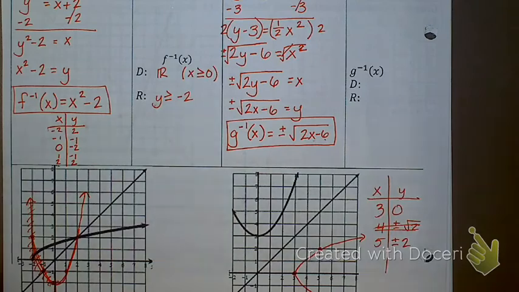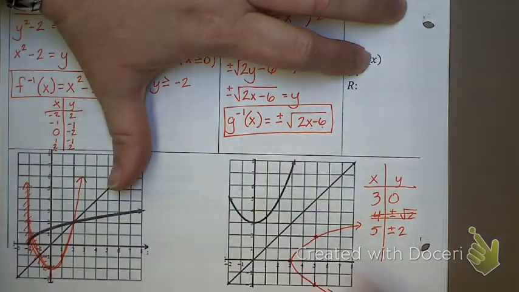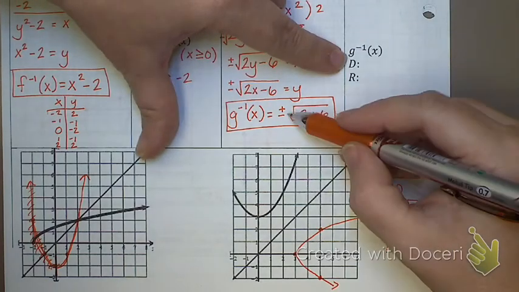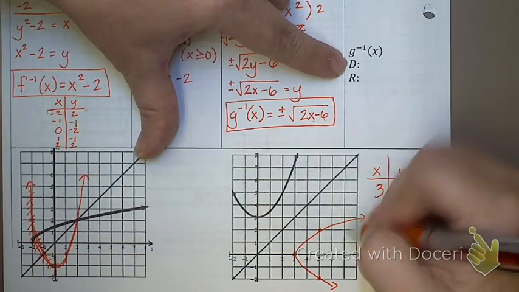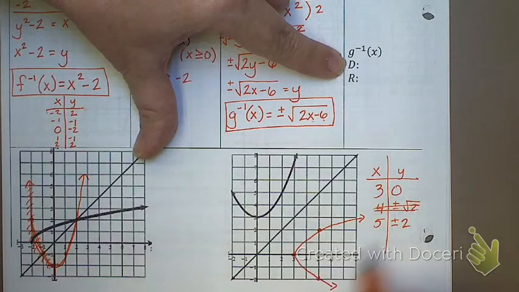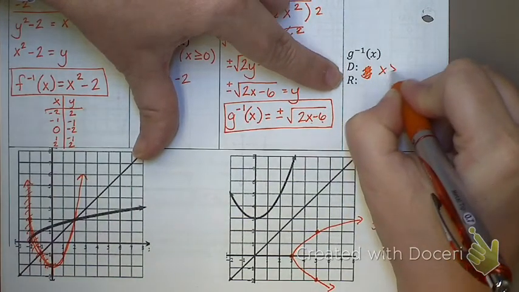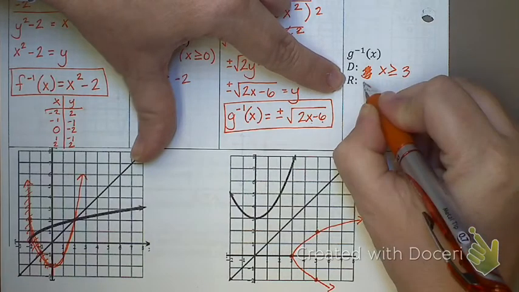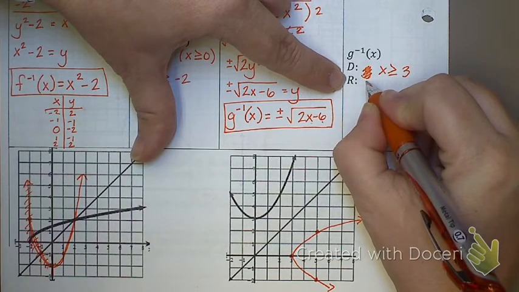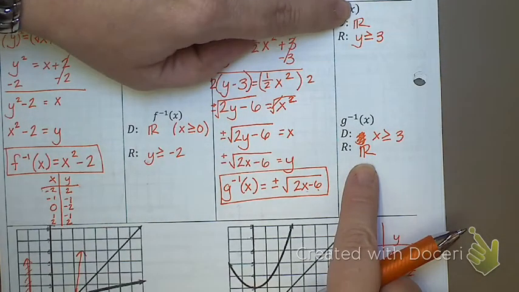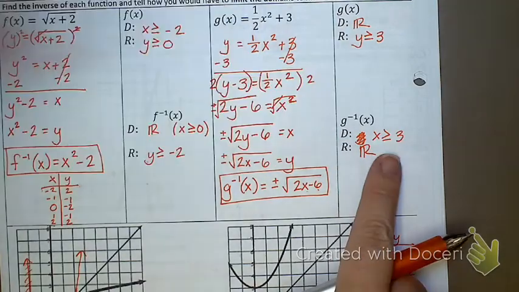But what would my domain be there? I don't need to restrict anything because they are direct inverses, as long as you include the plus and minus. My domain here looks like x has to be greater than or equal to 3. Whoops, not y. X has to be greater than or equal to 3. And my range would be all real numbers. Again, should be exactly the opposite of what I had in the original. Domain becomes the range, range becomes the domain.